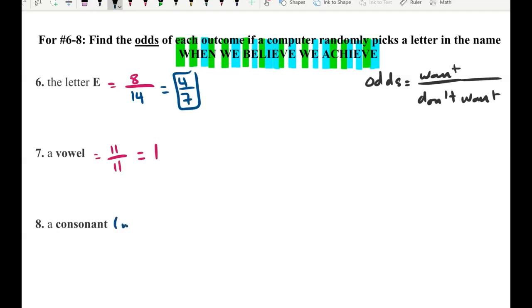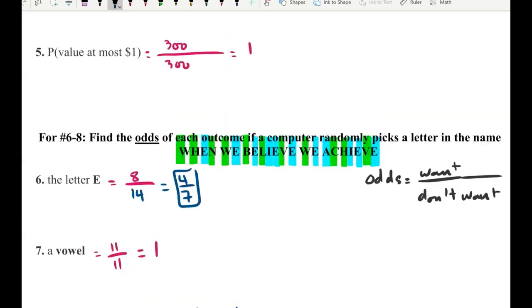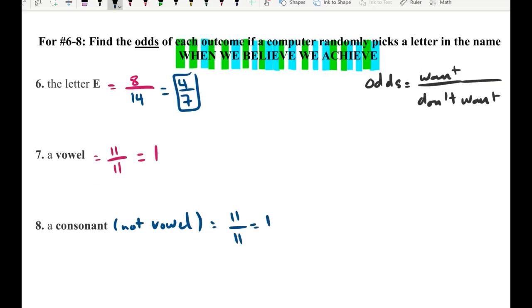Consonant. Consonant means not vowel. So coincidentally, in this case, the number of vowels and consonants are the same. So the answers of 8 and 7 are going to be the same, because non-vowel is 11 over the letters we don't want, which is vowel, 11 over 11, which is 1. Alright, if you need more time, go ahead, pause the video. Otherwise, we're going to move on to the next question.